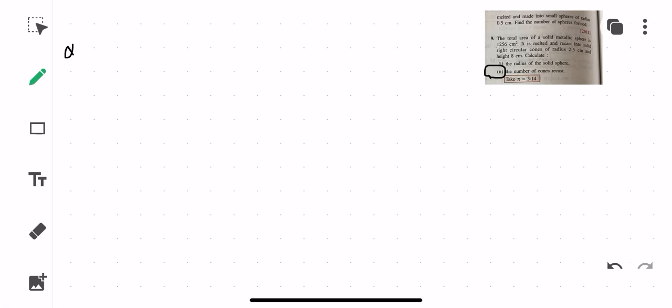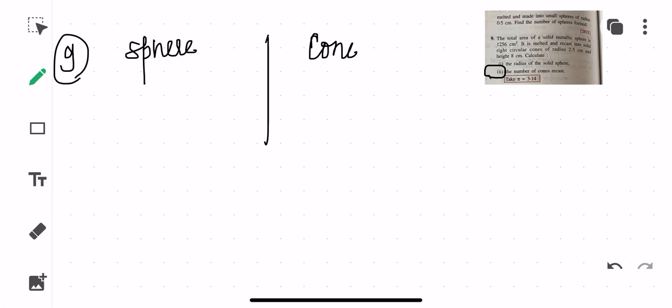So this is also an easy one. Here what you will be writing, first we will be taking for sphere, and then we will be taking for circular cone. So for sphere, what they have given, children, is that the total surface area is equal to 1256. So what you will be writing down, 4 pi r square is equal to 1256. So what will be r square equal to?